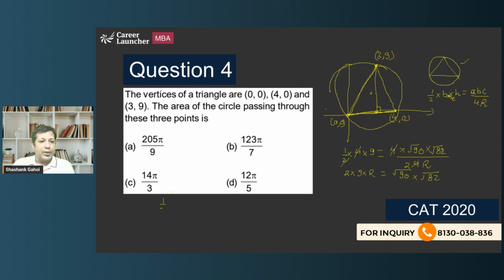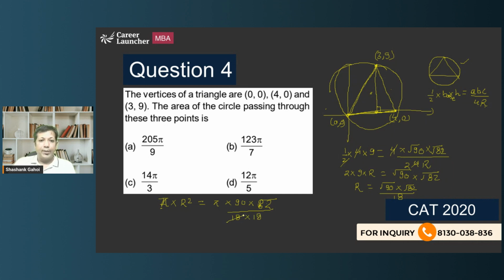That is pi into R square, right? So what is pi? Pi is pi because all the options have pi. What is R? R is root 90 into root 82 upon 18. So basically R comes out to be root 90 into root 82 divided by 18. So what is R square? R square is going to be 90 into 82 divided by 18 into 18.